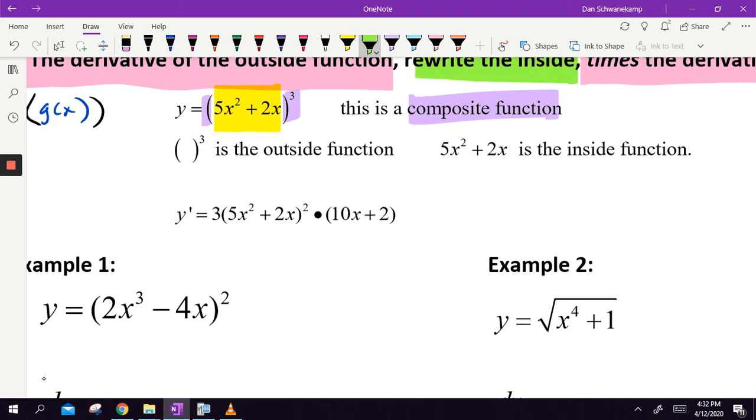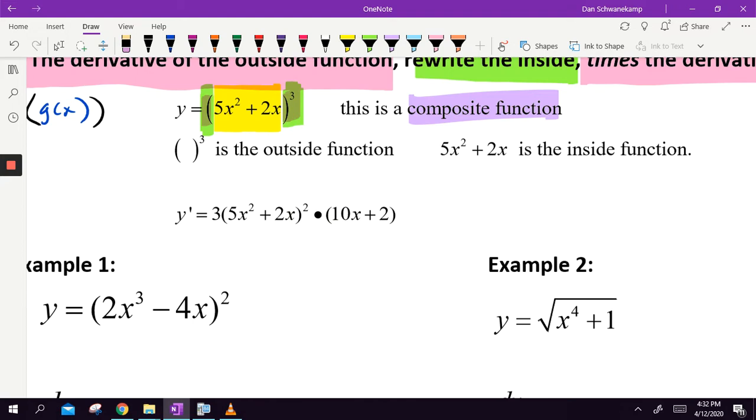So here's what that means. We're going to take the derivative of the outside function. So that's this part. It was cubed, so we put the 3 in front. We subtracted 1 from our exponent. It was 2. We are going to rewrite the inside function, so 5x squared plus 2x is going to stay the same. And then we're going to multiply by the derivative of the inside. The derivative of 5x squared plus 2x gets me 10x plus 2. Notice that that's in parentheses because it would definitely matter here. Boom, that is my derivative. Derivative of the outside, rewrite the inside, times the derivative of the inside.